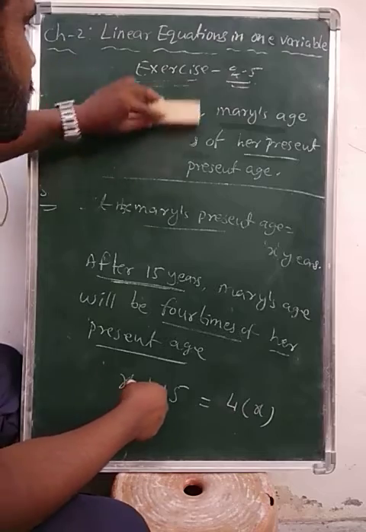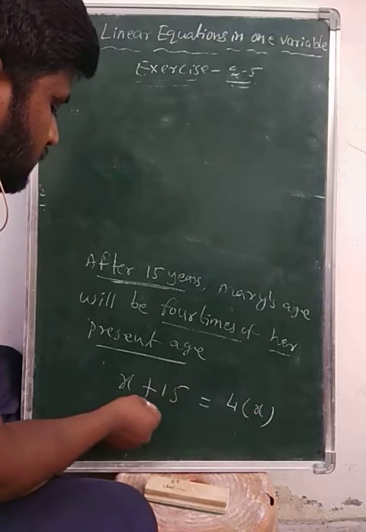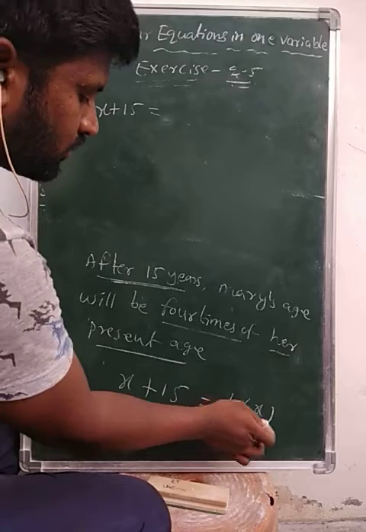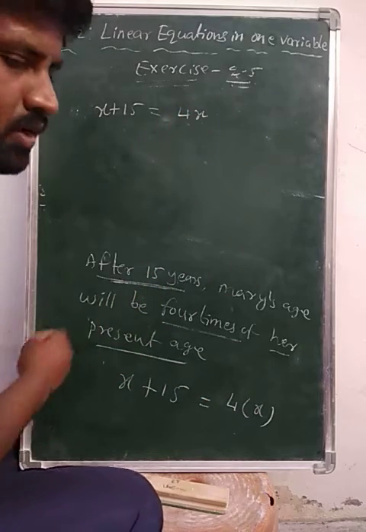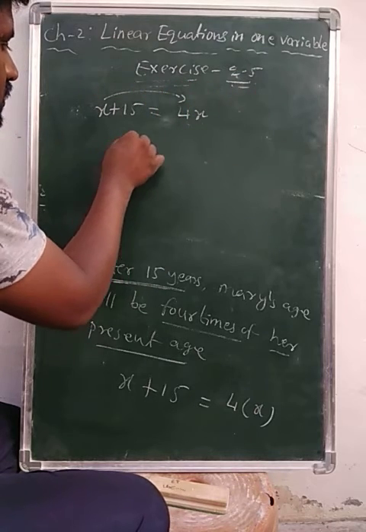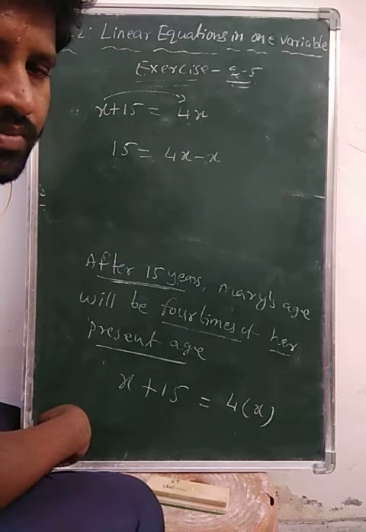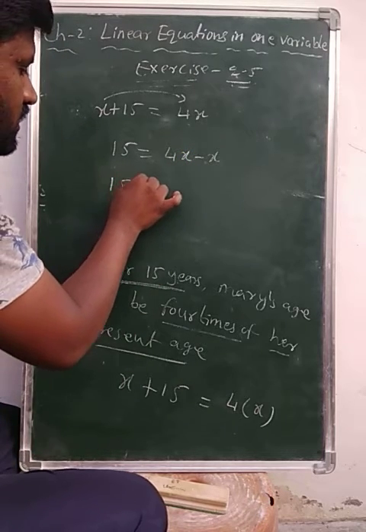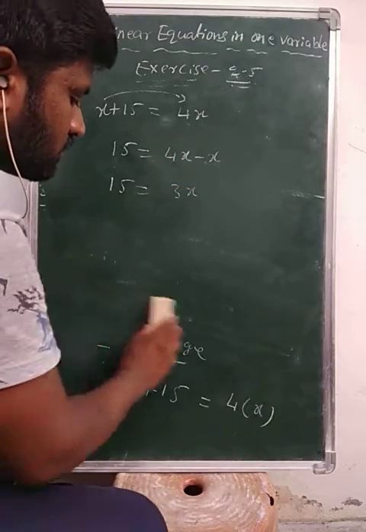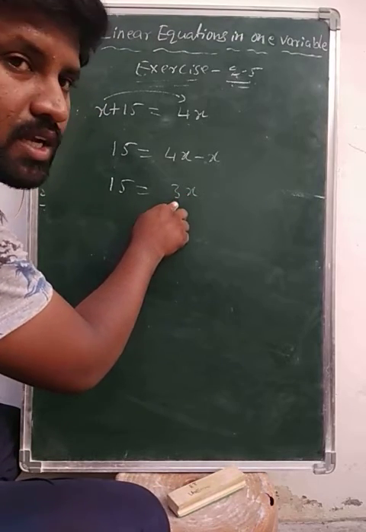Now see here, x plus 15 is equal to 4 of x, that is 4x. So x is transposed to the RHS, then what happens? 15 is equal to 4x minus x. Okay, now 15 is equal to 4x minus 1x, that is 3x. That is nothing but 3x, the product of 3 and x.